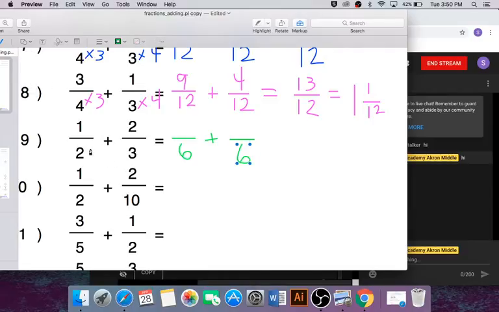Okay, 2 times 3 is 6, and 3 times 2 is 6. So we multiplied the bottom times 3, now we're going to multiply the top times 3, so we have 1 times 3 is 3. We multiplied the bottom by 2, so we're going to multiply the top times 2. 2 times 2 is 4.